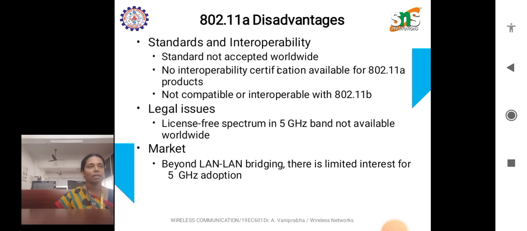And marketing. Beyond land band bridging, there is limited interest for 5 GHz adoption. Many domestic users or network providers do not like this version. There is less scope for this version because of the restrictions in the frequency usage or license.